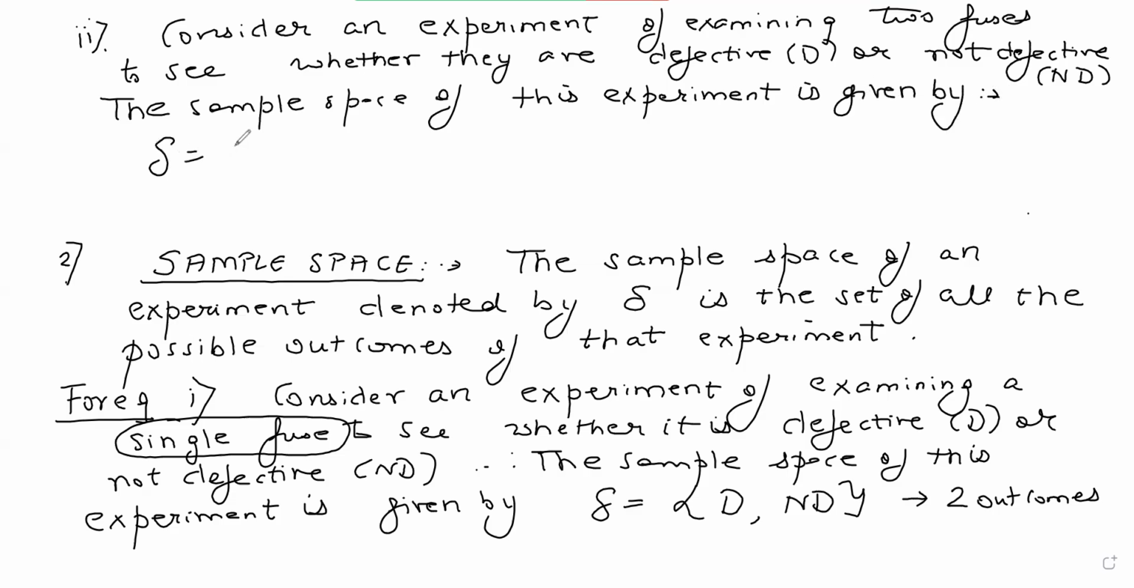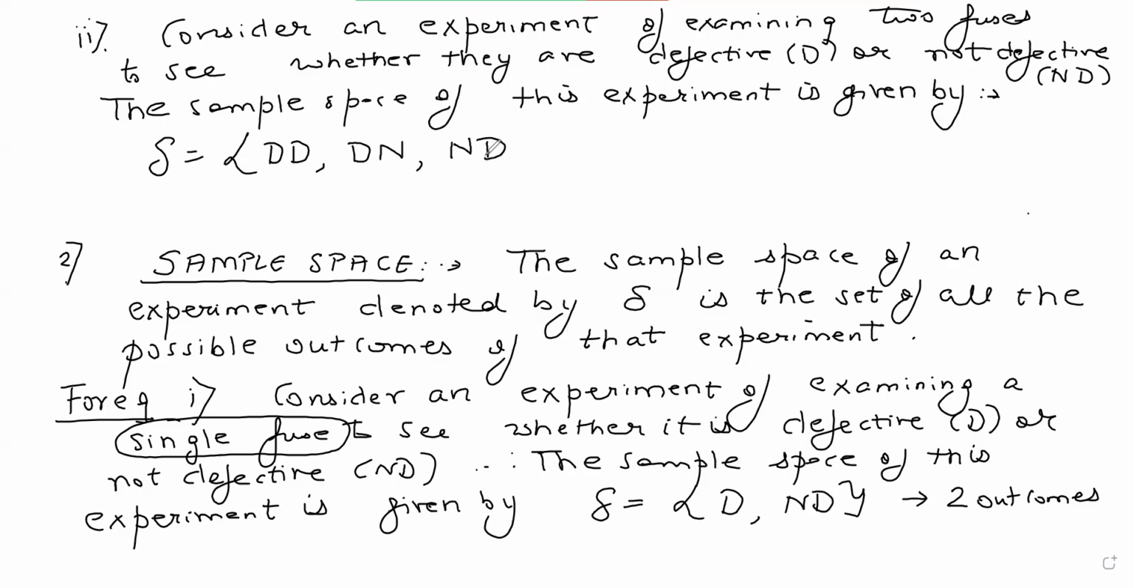delta, which is, now what is the sample space? The first fuse, one possibility is that both the fuses are defective. Another possibility is the first one is defective, the second one is not defective. Another possibility is the first one is not defective, but the second one is defective.